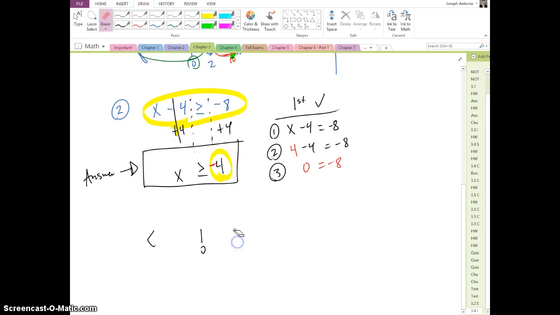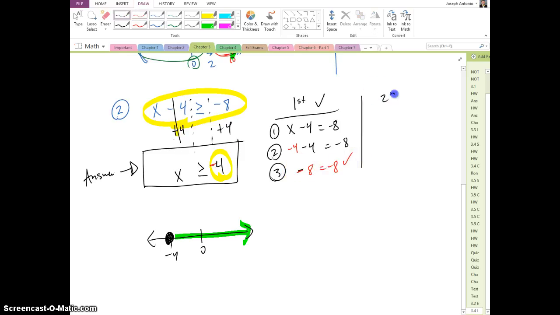So what you'll see is this. My graph is now going to start down here at negative 4. I close it in, and it's still going to shade to the right. Now let's plug in my correct answer to see if it works. Negative 4. Negative 4 minus 4 is negative 8. And all of a sudden, you have a correct answer.